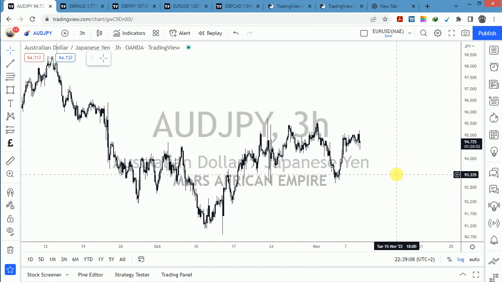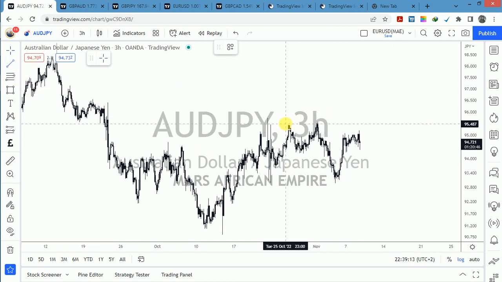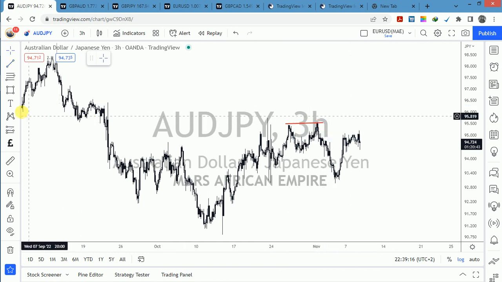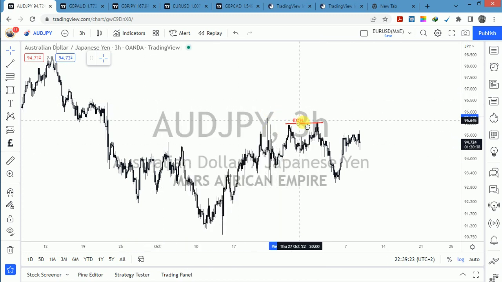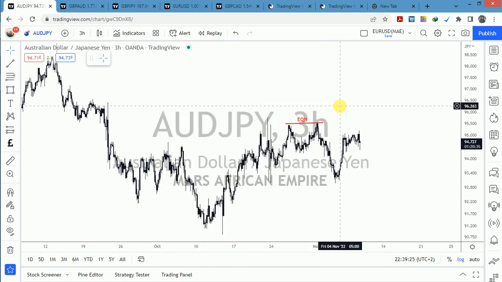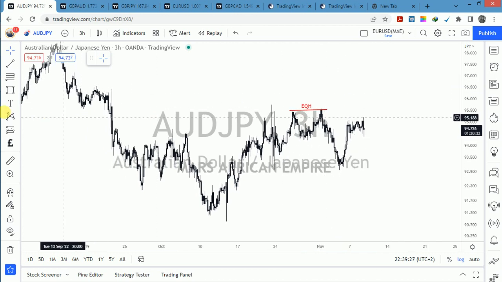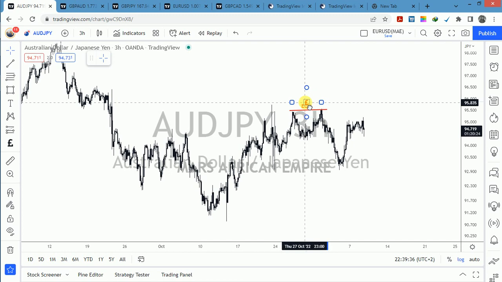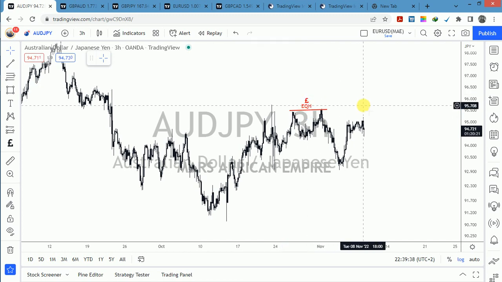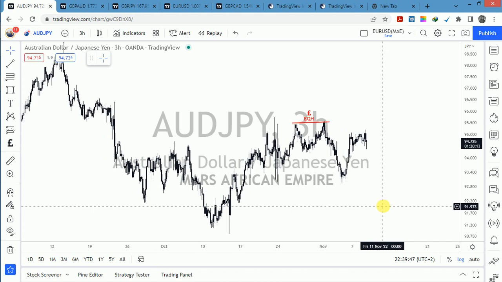The first thing that I can notice here is the equal highs that we have there. We know that with the equal highs we need to break them, because they create a liquidity. So there's a liquidity above the equal high. We need to grab that liquidity before we can continue.